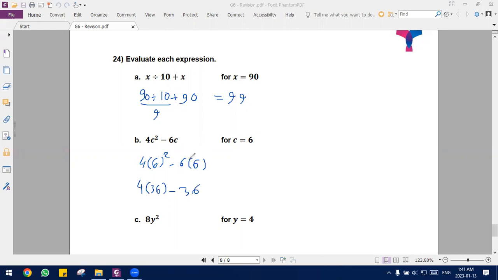Can I just directly do 36 minus 36? No, because priority is to do the multiplication first. So 4 times 36, sorry, it's 144 minus 36 equal to 108.